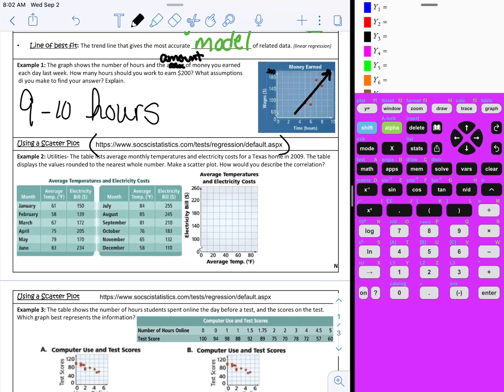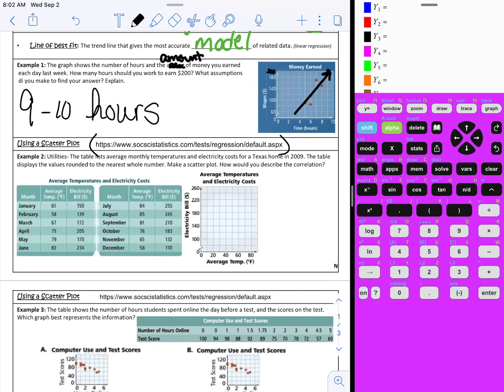So let's talk about utilities. This table lists the average monthly temperature and the electricity for a Texas home in 2009. The table displays the values rounded to the nearest whole number. Make a scatter plot. How would you describe the correlation?